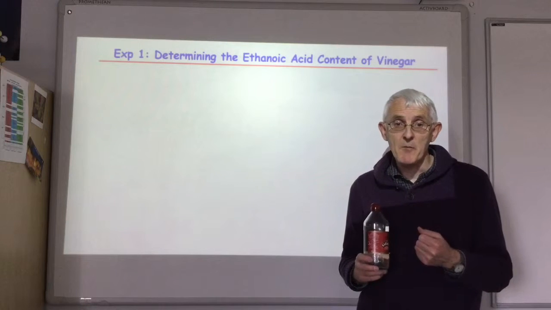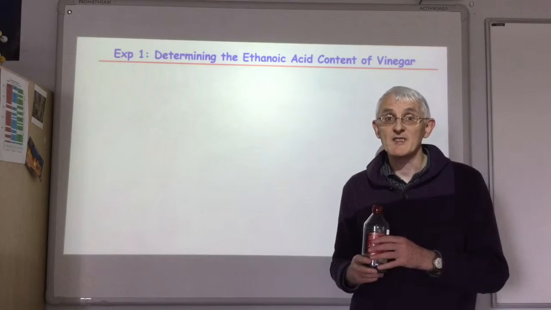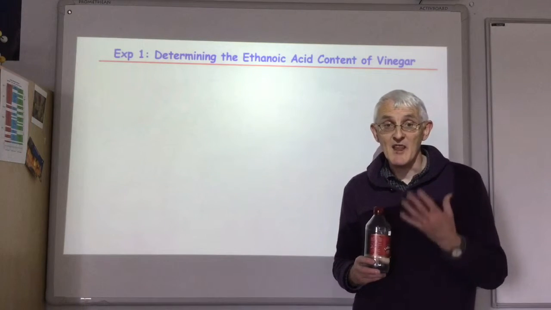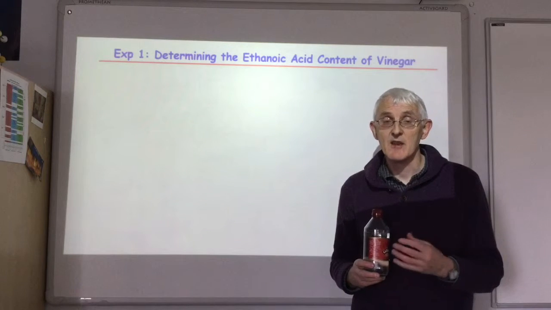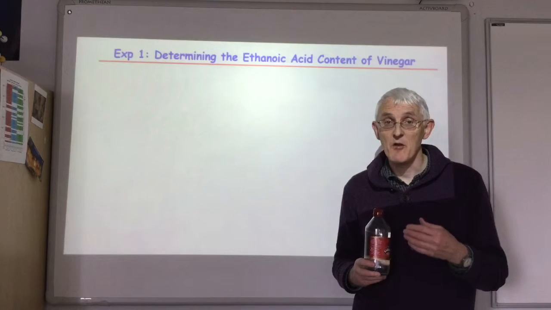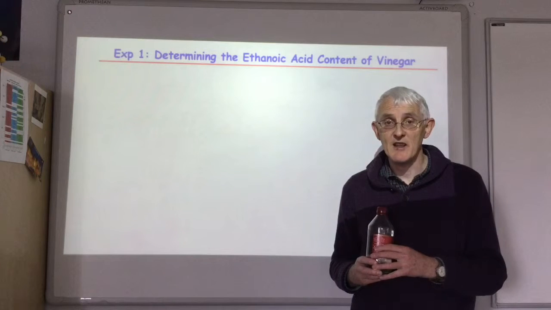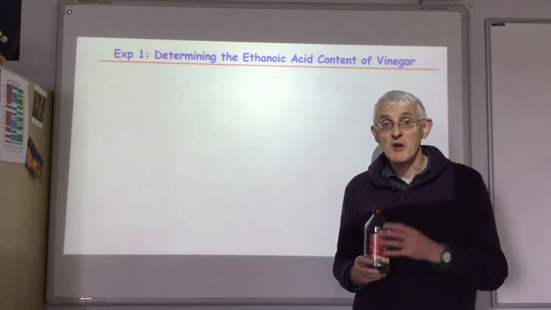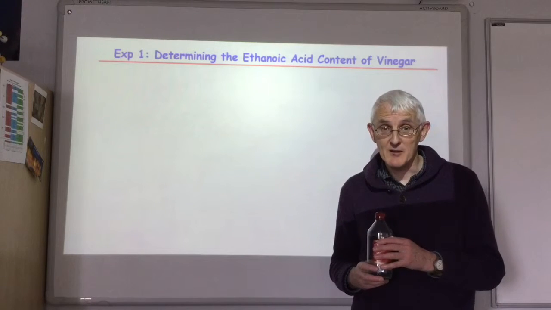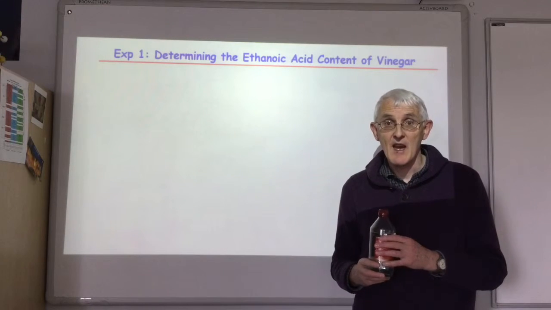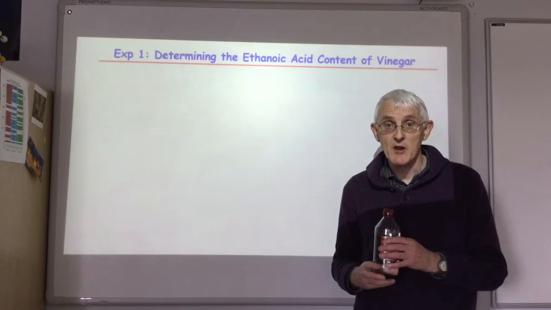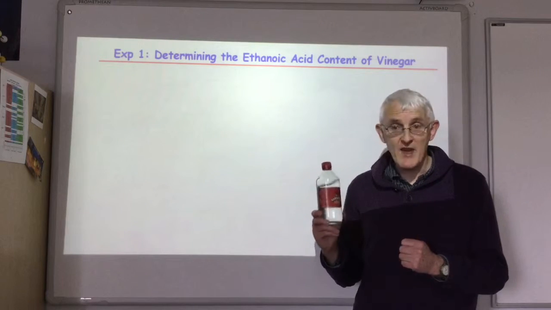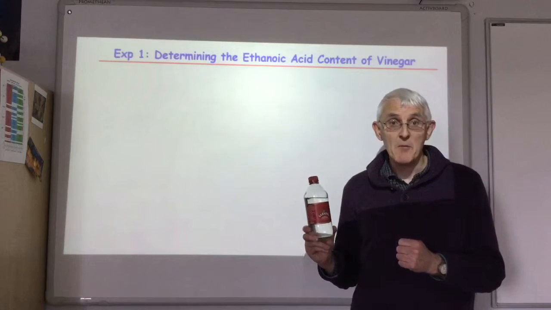This will be done by making up a standard solution of oxalic acid. Now, oxalic acid is a primary standard, so we can make up a solution of accurately known concentration of oxalic acid. We can then use that to work out the exact concentration of our sodium hydroxide solution. And then using the sodium hydroxide solution, we can work out the concentration of ethanoic acid in this vinegar by titration.